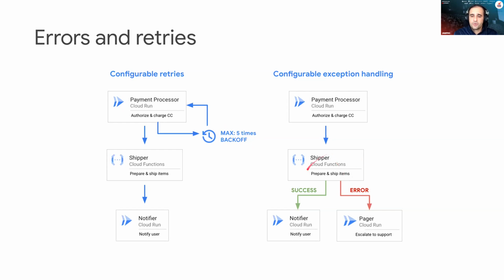Similarly, if you have branching, for example, let's say you shipped an item or you want to ship an item, and the shipper is successful.